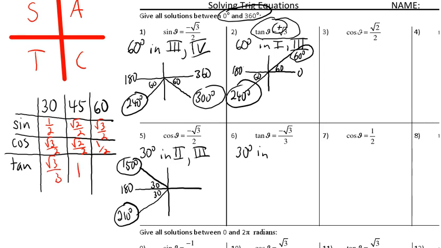So yes, we're in quadrant 2 or 4, and draw that out. I could be 30 degrees away from the x-axis in quadrant 2, or I could be 30 degrees away from the x-axis in quadrant 4.